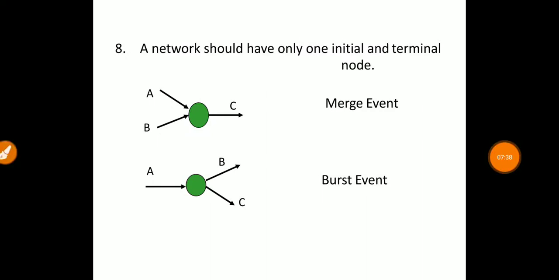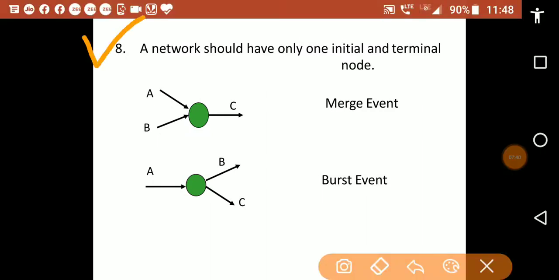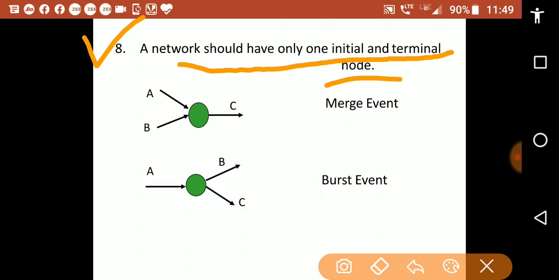Let us see some other rules. A network should have only one initial and one terminal node. This represents a merge event and this represents a burst event.